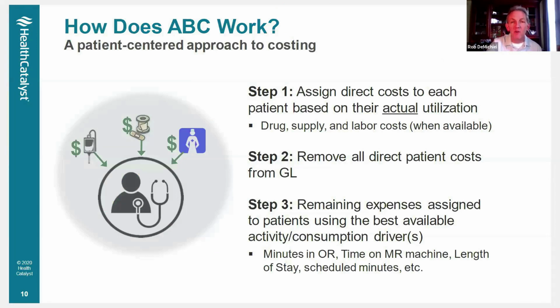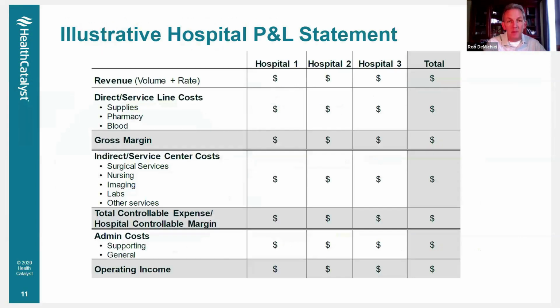So how does it work? It's actually very simple. We use the general ledger and the EMR to find the actual direct costs. These are things that relate directly to the patient, such as drugs and supply costs and blood. We pull those out, and what are left are indirect clinical costs. And we then use activity drivers to understand the consumption of these indirect clinical costs, such as the actual minutes you've spent in the operating room, the time that you were on the MR machine, the length of stay for an inpatient stay. And that helps to define the actual consumption of the resources related to those activities.